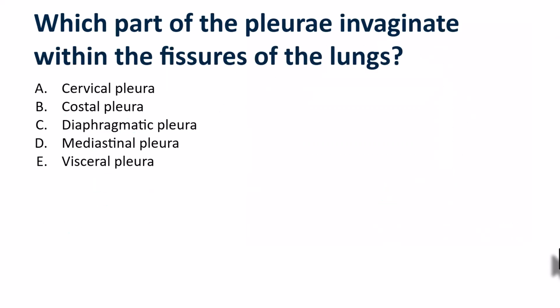All right, so let's assess the knowledge. Which part or component of the pleurae invaginate within the fissures of the lung? Is it the A, cervical pleura? Nope. B, costal pleura? Nope. Diaphragmatic pleura? Nope. Mediastinal pleura? Nope. So those are all the parietal pleurae. The correct answer is E, visceral pleura. The visceral pleura adheres to the surfaces of the lungs. Therefore, that's what invaginates within the fissures.